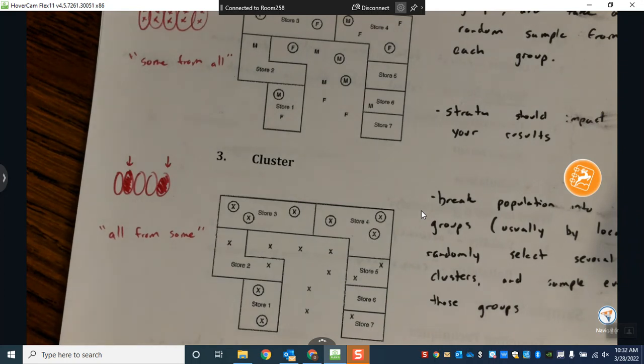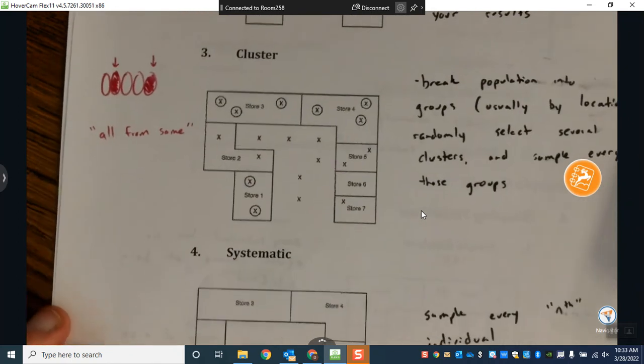Do we have questions about either of those two sampling methods? All right, we're going to go over one last thing, and then we're going to call it a day. All right, if we skip ahead to here.